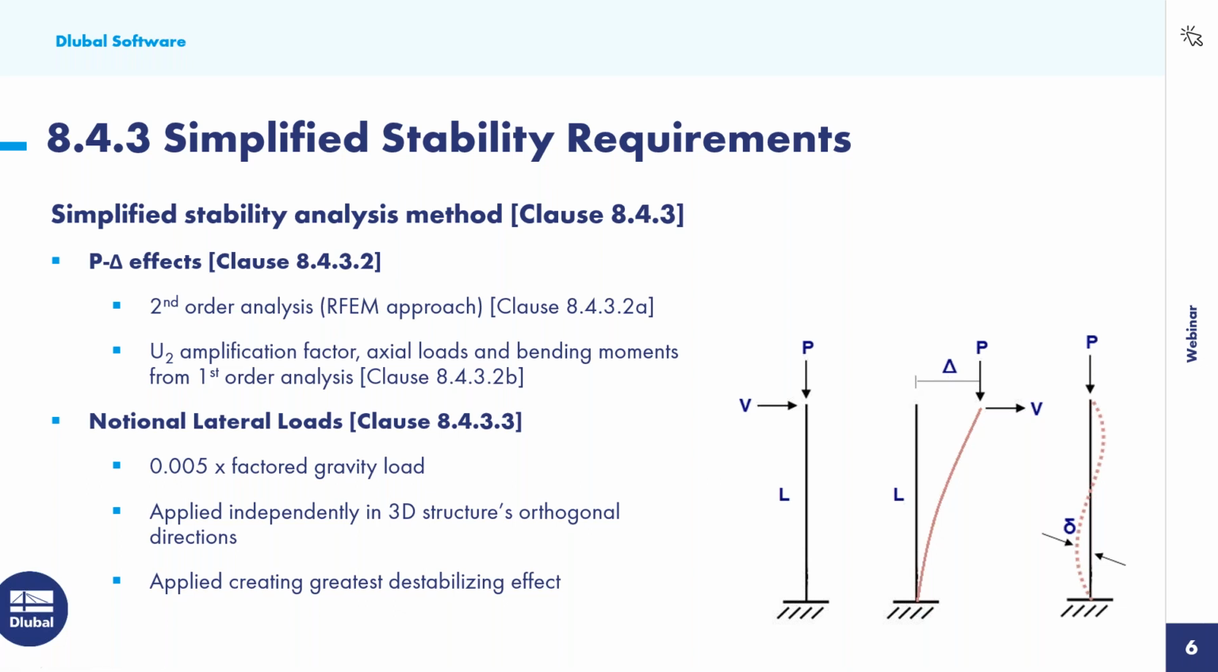Now, again, the simplified analysis method only addresses, as we've already discussed, big P delta effects. But again, you would either want to account for that directly within the analysis or with that amplification factor.